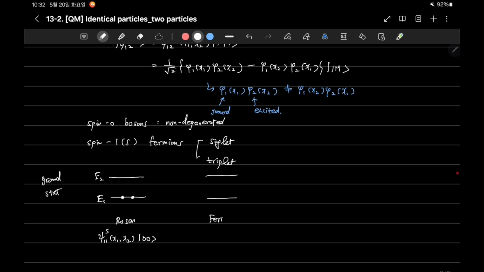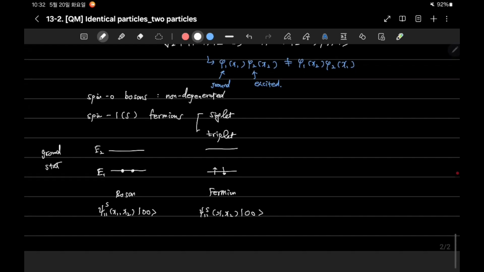But in the fermion case, the same-spin triplet state is not possible. So only the spin singlet state, spin up and down, should be considered. The psi 1 1 of x1 and x2 should be a symmetric wave function, and the spin state is antisymmetric. It is the ground state.